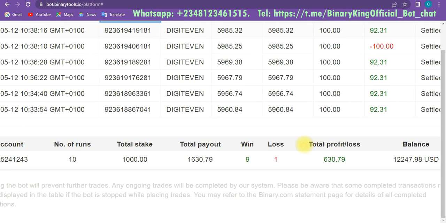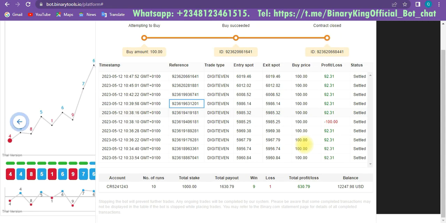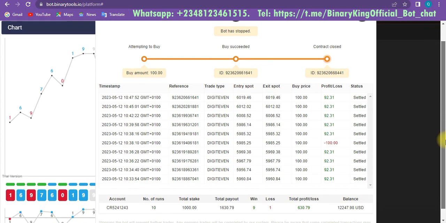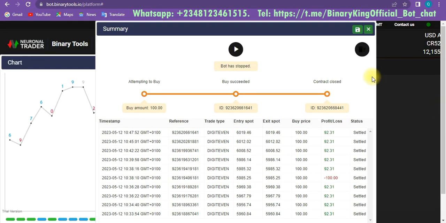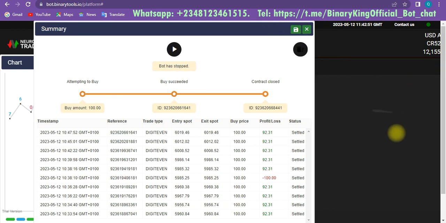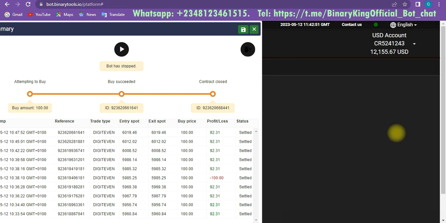Right here what we do is make money on Deriv.com. That is what we do here. We make money and we help you make money. You know that a lot of people blow their account on this market every day. But right here at the Binary King Empire, the language we understand is profit. That is the language we understand.